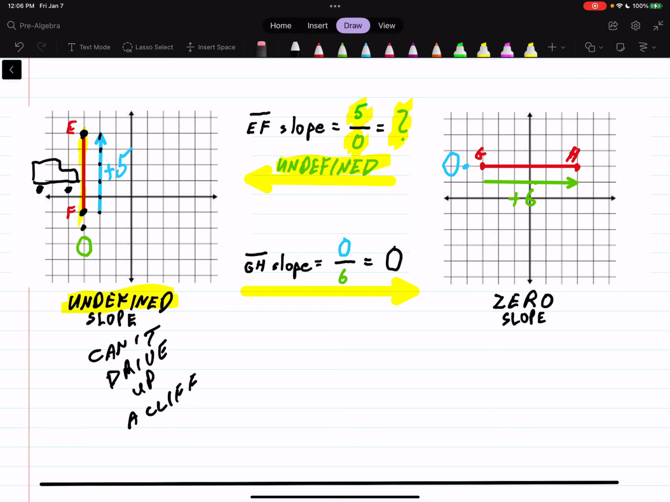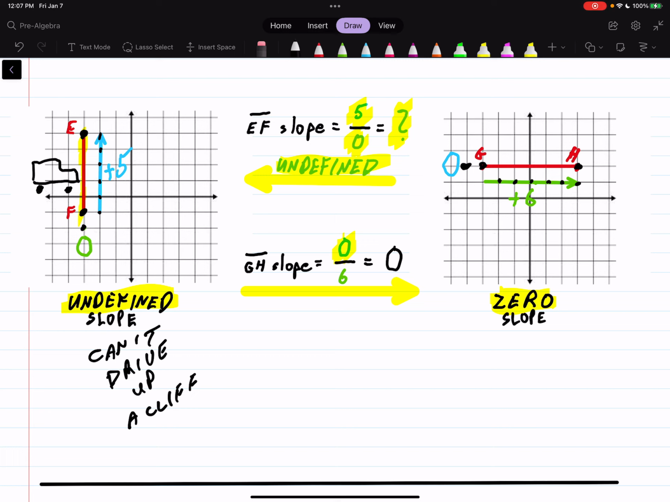Now let's go over to the last type of slope there is, and that's the zero slope. And that is kind of the opposite of the undefined slope. It's a horizontal line. So in this case, we're going from G to H, where our rise is 0. The rise here is not going anywhere. So we got a 0, and that's it right here, the rise over the run. And the run is 6 units. 1, 2, 3, 4, 5, 6 units.